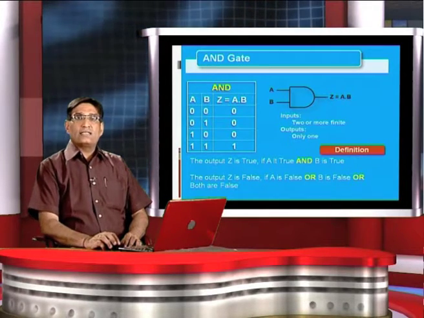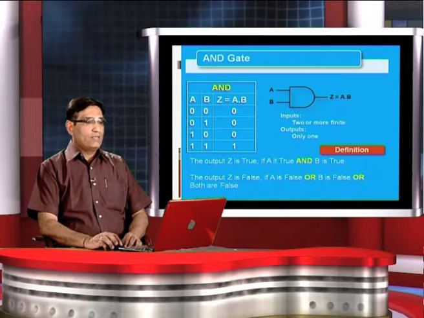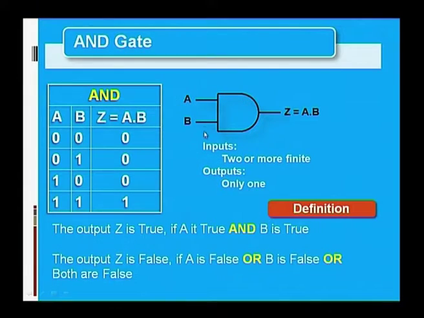Now let us understand what is an AND gate. This is the standard symbol of an AND gate. In this figure we have shown only 2 inputs, but remember that an AND gate can have a minimum of 2 inputs and maximally some finite number n of inputs, and there is only one output.